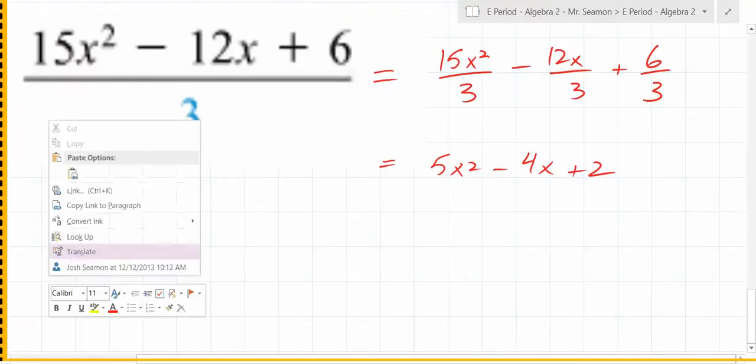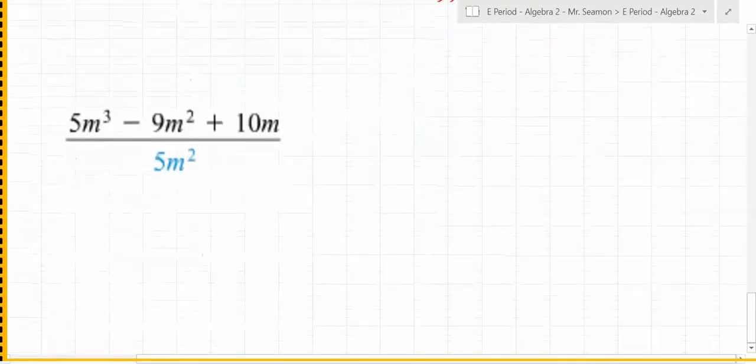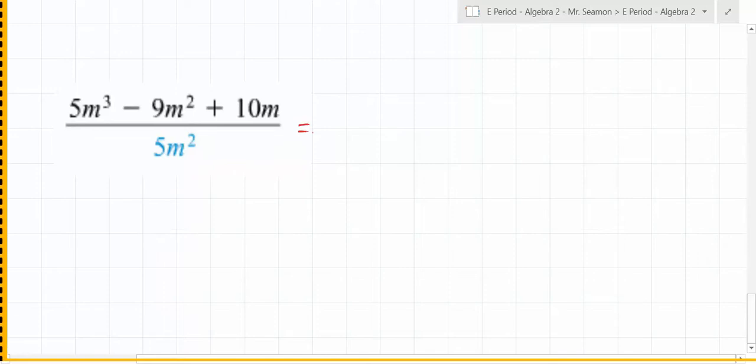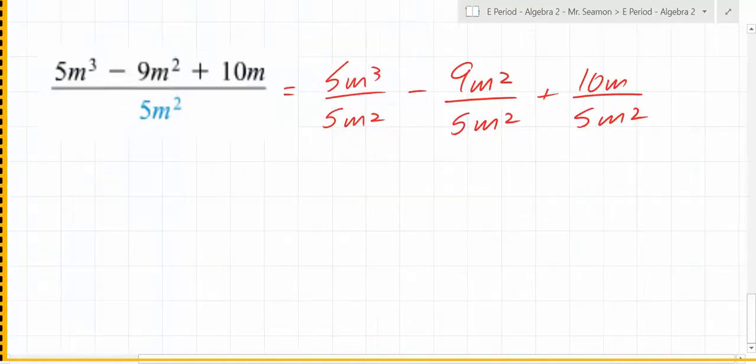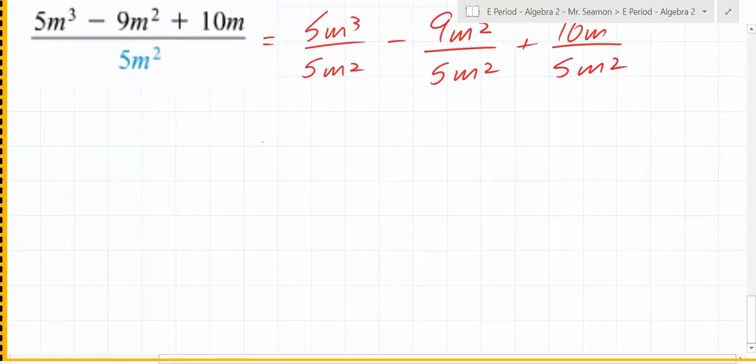But does the methodology change? No, the methodology doesn't change. You break this apart into how many fractions? 3. 5m cubed over 5m squared, minus 9m squared over 5m squared, plus 10m over 5m squared. Can you simplify these individually? Yeah, what does the first one become, Aubrey? What does the first one become?